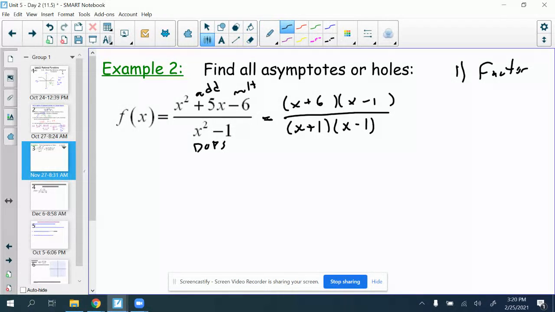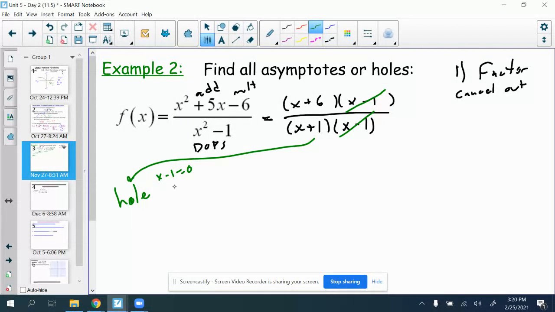Didn't come out the way I wanted. All right, so if we can factor and cancel out the x minus 1, that means that we have a hole. If there was more that canceled out, we'd have more than one hole. And if I set x minus 1 equal to 0, there'd be a hole at x equals 1.